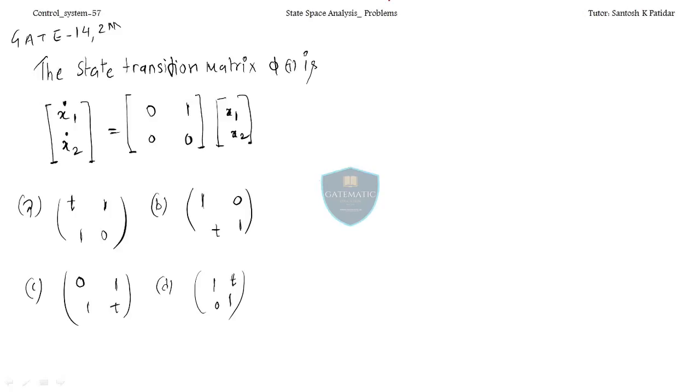State transition matrix phi t, you know very well, phi t is given by L inverse of sI minus A inverse, isn't it? In time domain this is nothing but e to the power At. This is your phi t. Everything is given in this question. A is given. So let's form this sI minus A first.